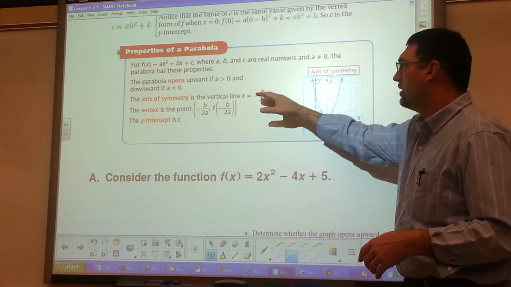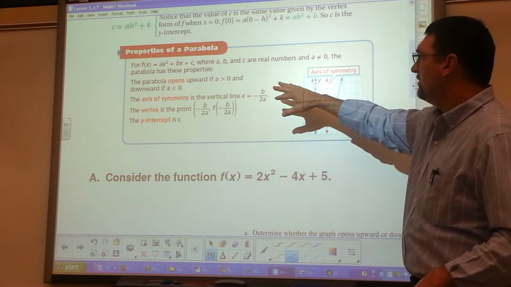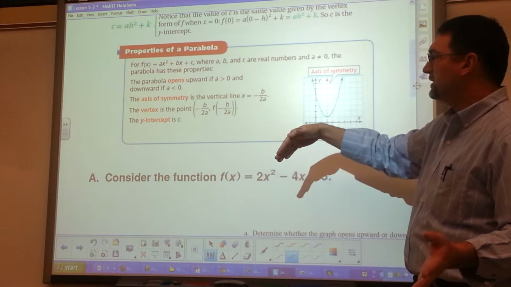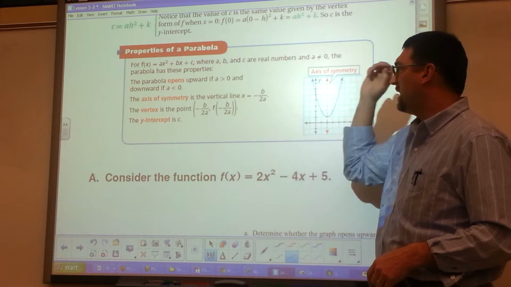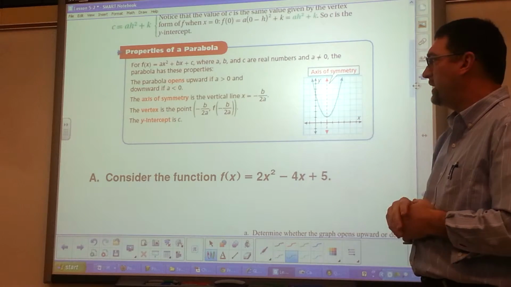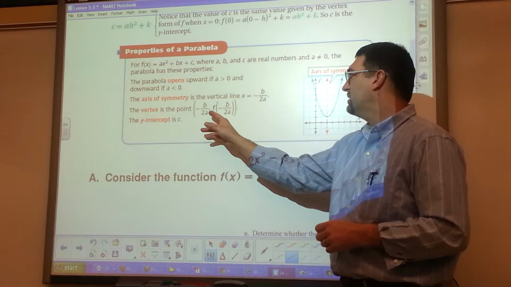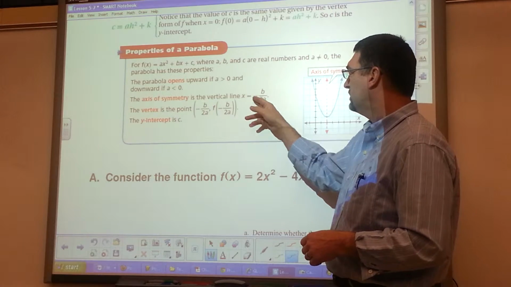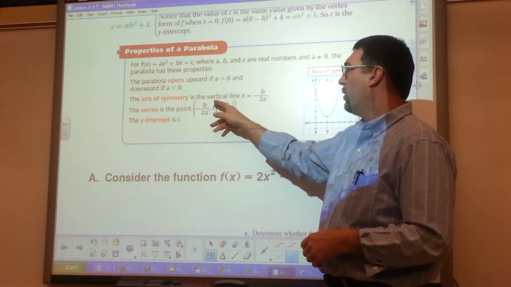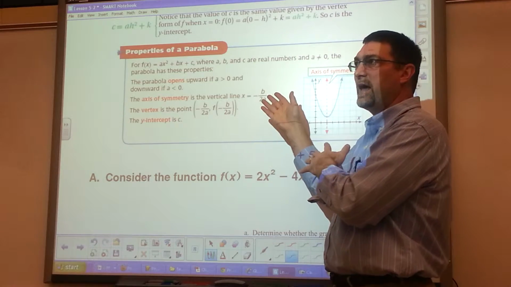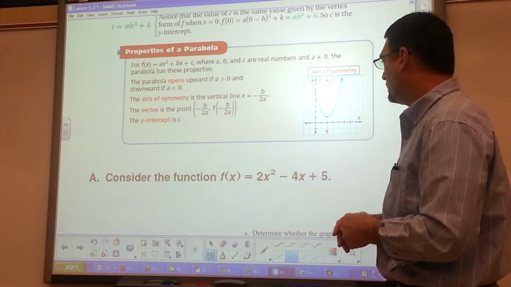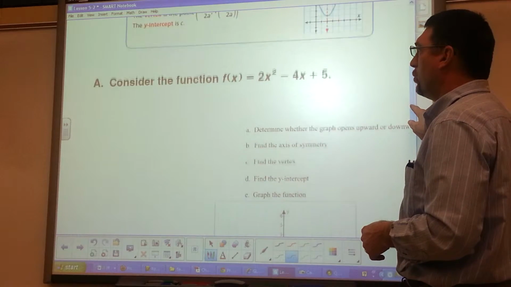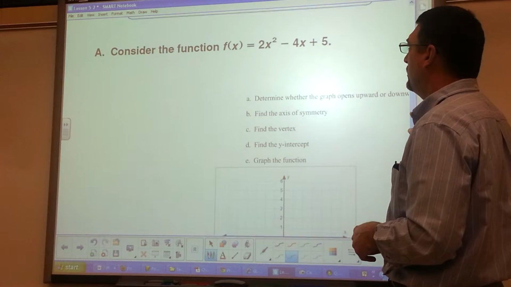So that talks about all of that here. If a is greater than 0, it opens up. Less than 0, it opens down. The axis of symmetry is the line x equals negative b over 2a. The x-coordinate of the vertex is the same, negative b over 2a. To find the y-coordinate for the vertex, I take the x-coordinate, plug it into my equation, and find the y-coordinate. Alright, so let's take a look at one example. I think we've got enough time for it.